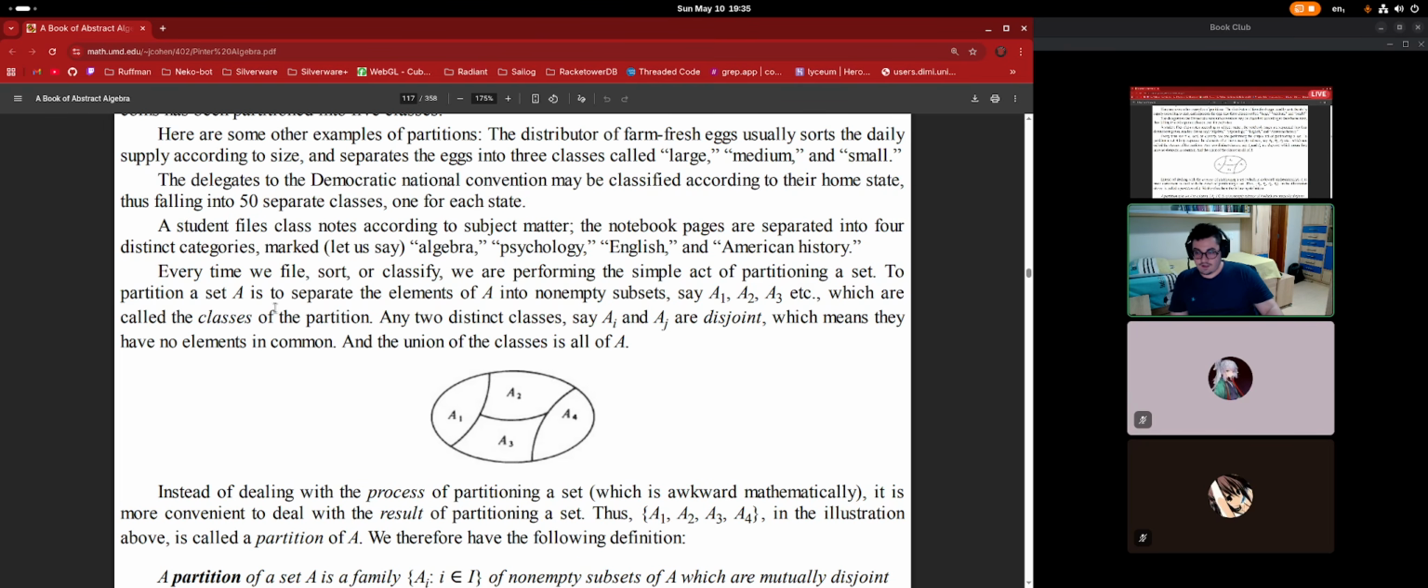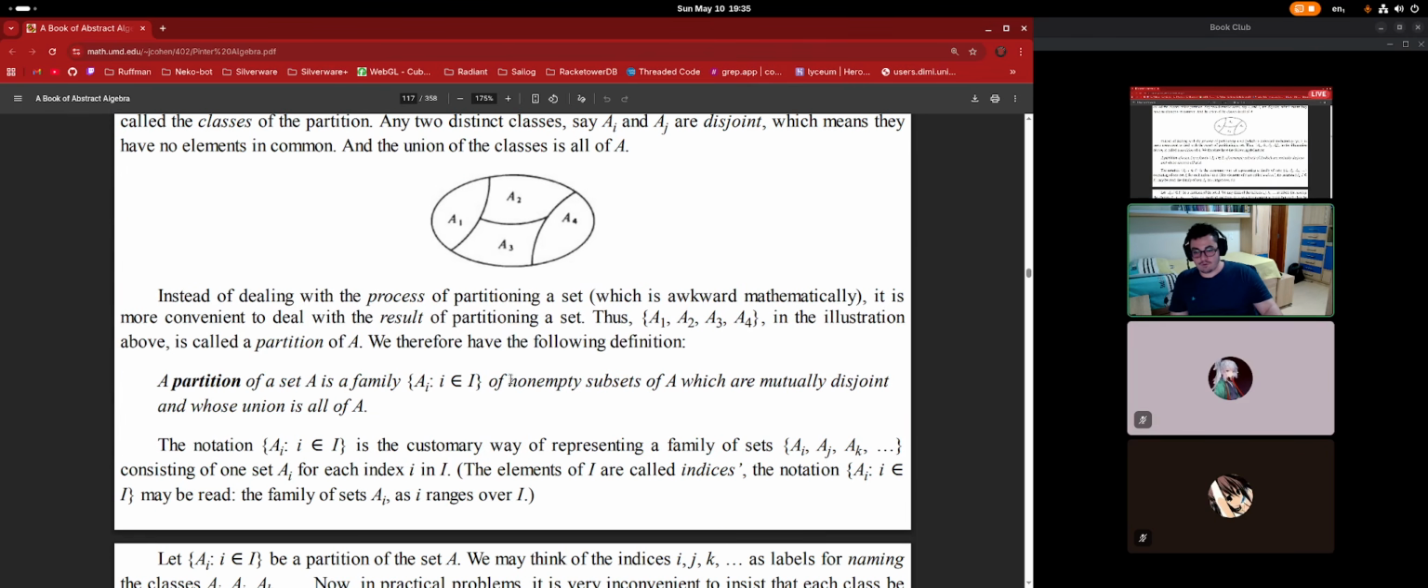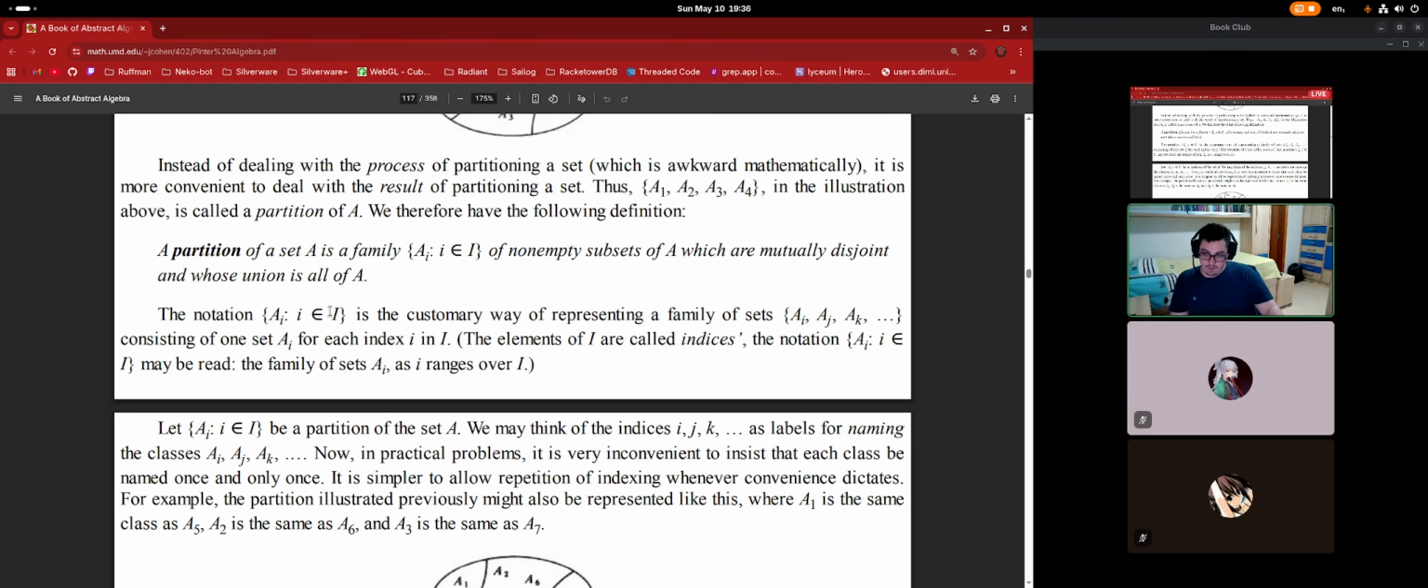To partition a set A is to separate the elements of A into non-empty sets. So that's the first constraint, and they need to be disjoint. That's also another constraint. So they have no elements in common. And then we go to this definition here. A partition of a set A is a family of non-empty subsets of A which are mutually disjoint and whose union is all of A. So you can always get A back by doing a union on all the partitions.